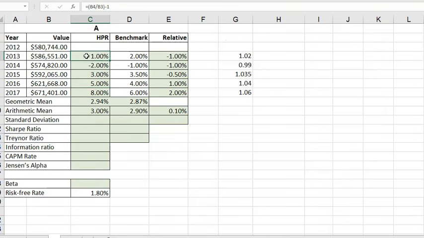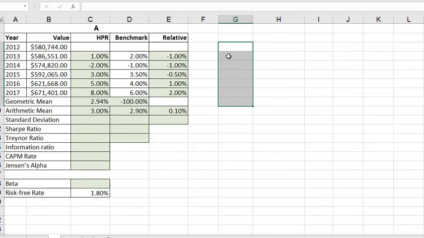So we have a lot of deviations here, individual deviations. The idea behind this is, well, what's our average deviation? Now here's the problem. Let's go ahead and calculate these deviations that I just mentioned for each year. Let's say equals 1, that 1% minus the 3% there. I'm going to lock that. So we underperformed in 2013 by 2%.